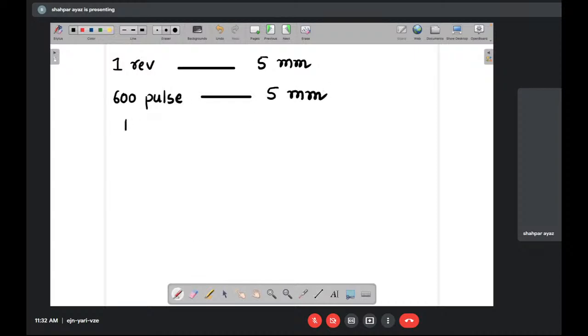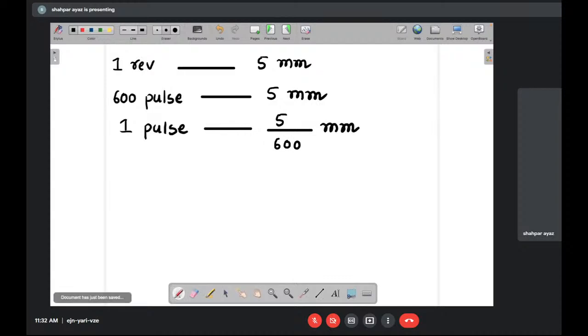So when one pulse is supplied, because BLU is actually the displacement of the work table when one pulse of electrical energy is supplied to the stepper motor, it is 5 by 600 mm. That is actually the BLU. So we can write BLU, basic length unit, that is the displacement of work table when one pulse is supplied, meaning 5 by 600 mm per pulse. This is your BLU. Is that clear, everyone?